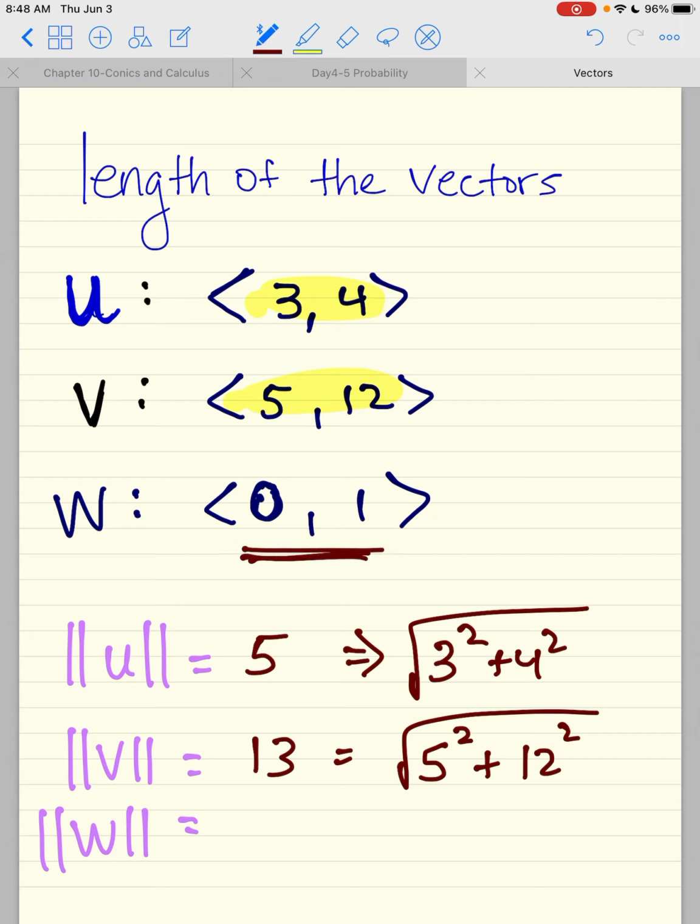Here, I don't think you need to do much. What's the length? Just 1. That would make sense. If you plotted this, you would go 0 left and right, and then you would go up 1. The length of this is 1. Once again, if you go to plot this, you would go 3 over, 4 up, and this is what we call our position. So now that I have these magnitudes, these lengths, how do I find a unit vector?